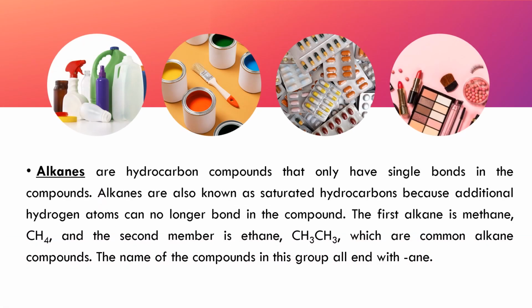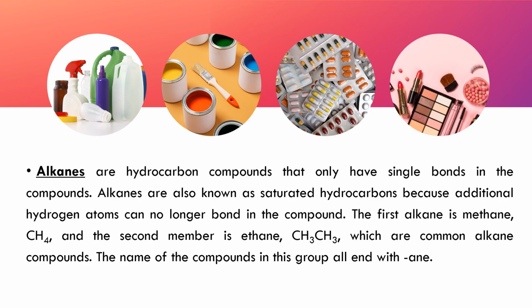Alkanes. So alkanes are hydrocarbon compounds that only have a single bond in the compounds. Alkanes are also known as saturated hydrocarbons because additional hydrogen atoms can no longer bond with the compound. The first alkane is methane, and the second member is ethane, which are common alkane compounds.